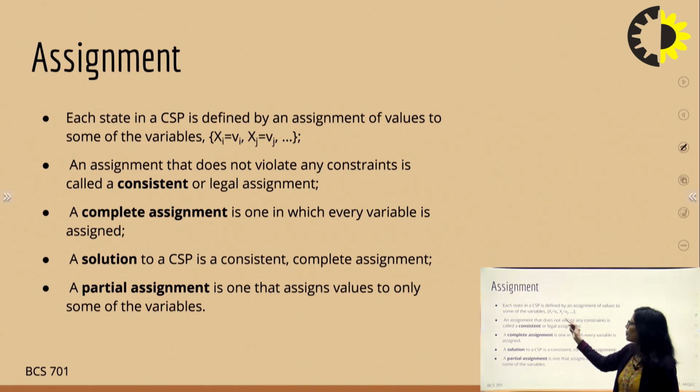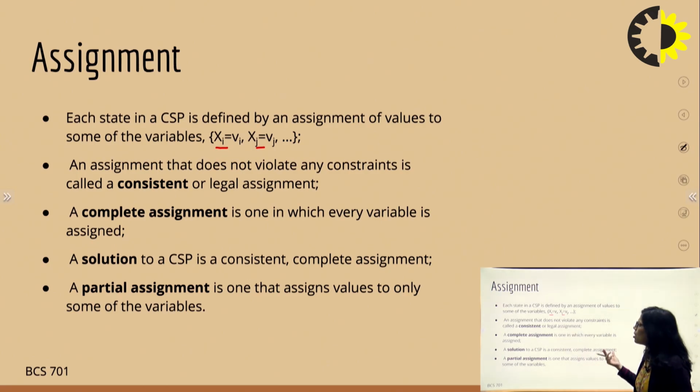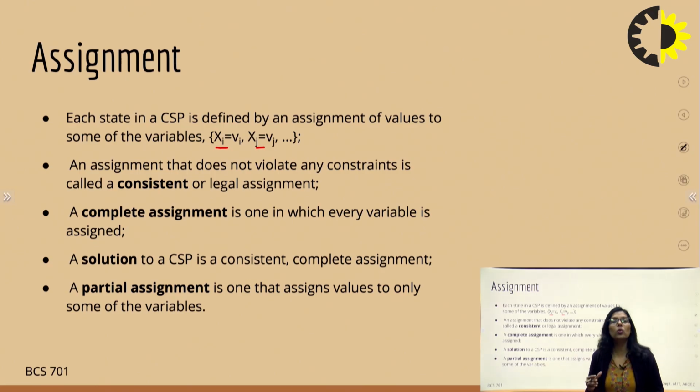Now we have variables xi and xj that represent the variables, whereas vi and vj represent the values. So if an assignment does not violate any constraint, then we call it a consistent or legal assignment. If we are able to assign values to the variables according to the constraints, we will call it a legal assignment or consistent assignment.